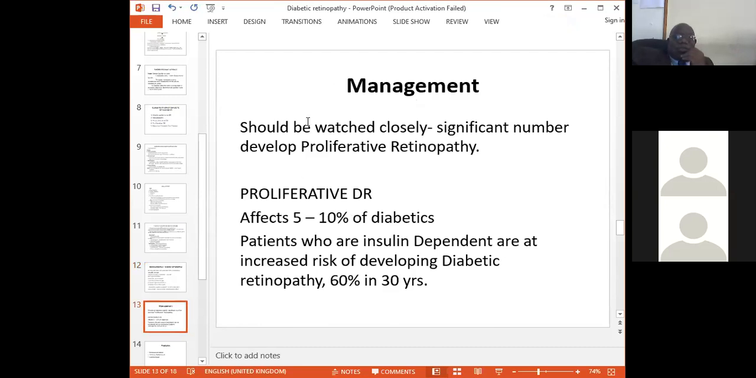Management: these patients should be watched closely. A significant number develop proliferative retinopathy.